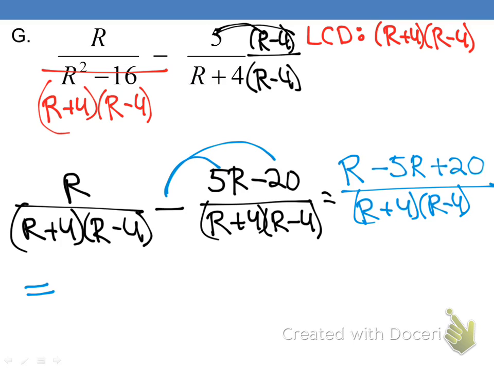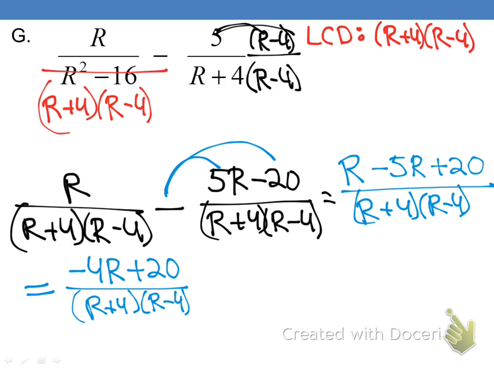All right, so what's r minus 5r? Negative 4r. Negative 4r plus 20 over r plus 4, r minus 4.